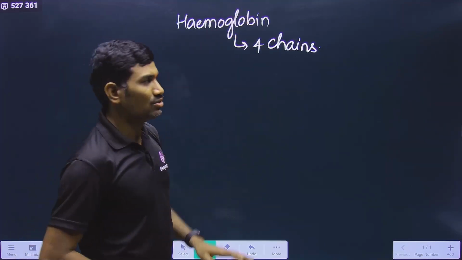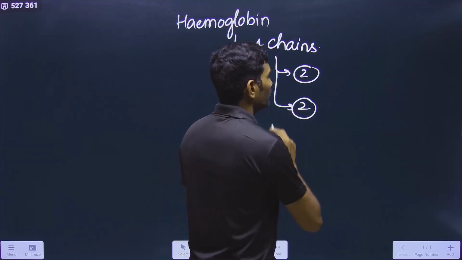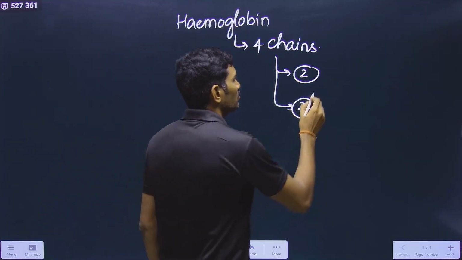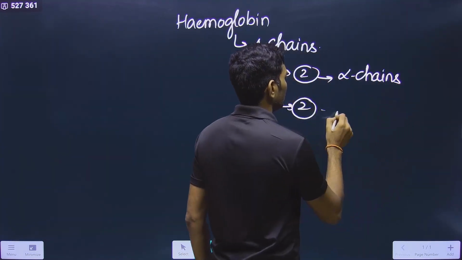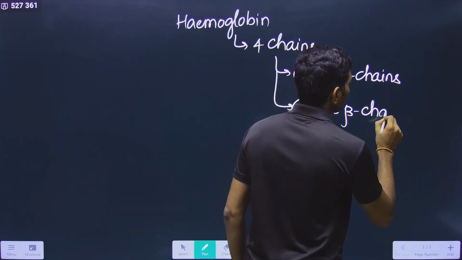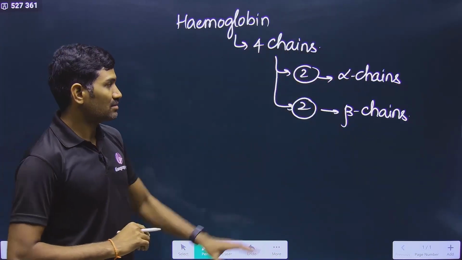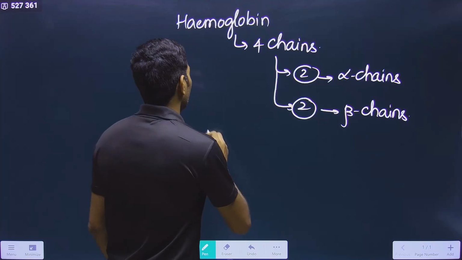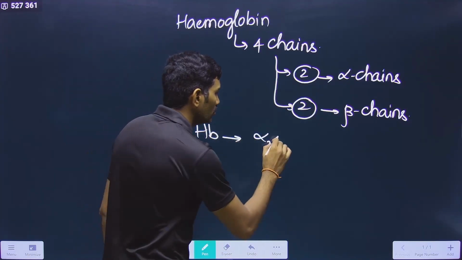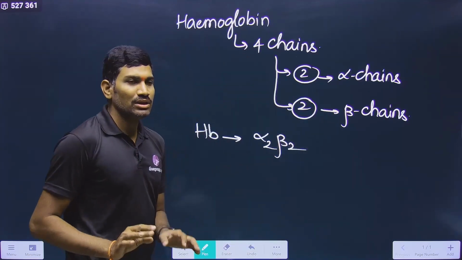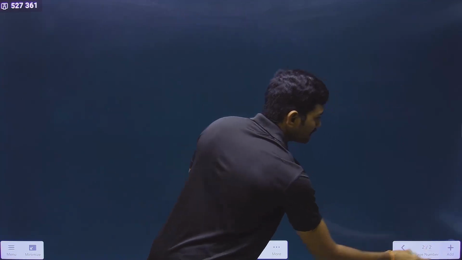Hemoglobin has 4 chains. Out of these 4 chains, 2 chains are of the same type and 2 chains are of a different type. And what are these? 2 are alpha chains, whereas 2 are beta chains. Please remember this. In this way, generally whenever we are writing hemoglobin, we write it as alpha 2, beta 2. So in this way we are writing, that means 2 protein chains. Already when we studied about biomolecules, there we studied about this.